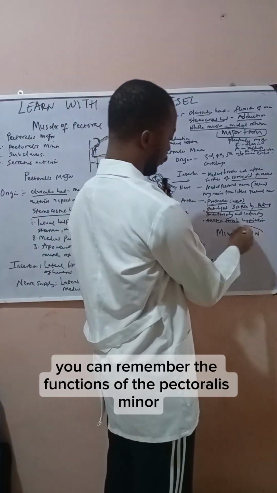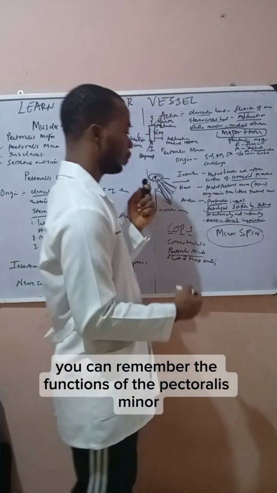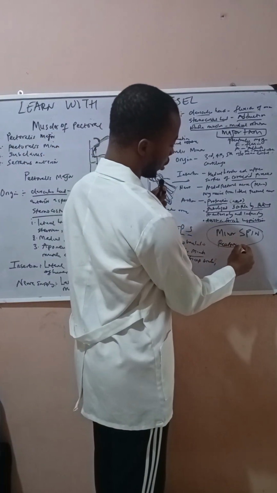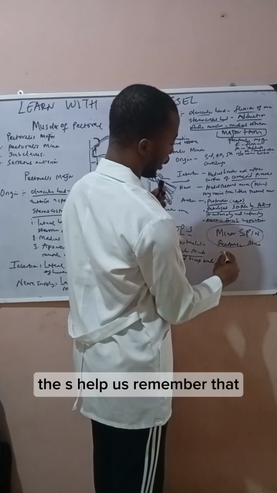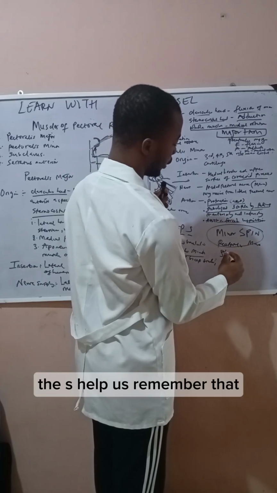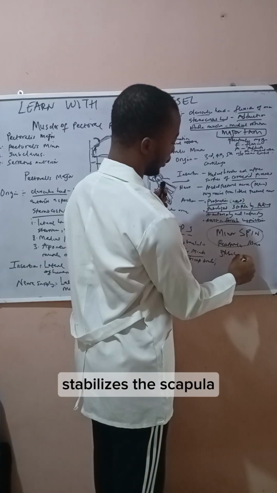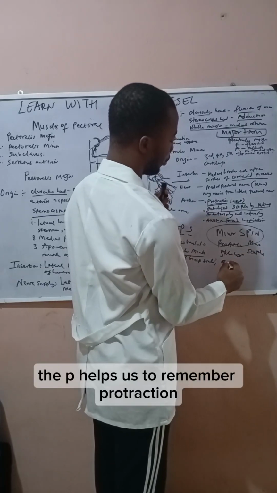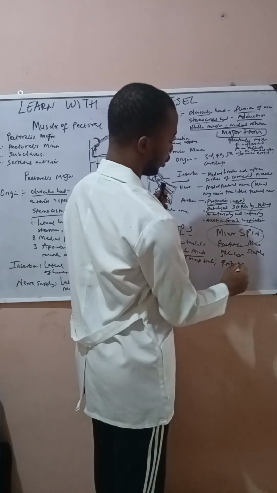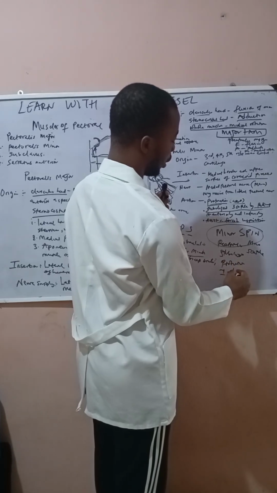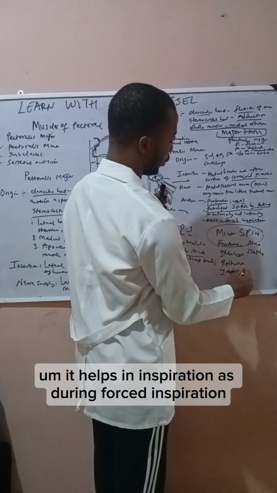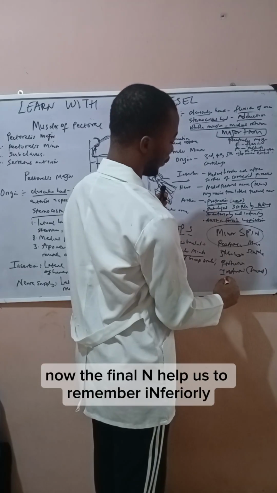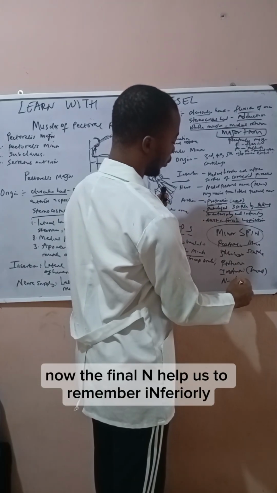And with this mnemonic, you can remember the functions of the pectoralis minor: "Minor SPIN". The minor helps us remember pectoralis minor. The S helps us remember that it stabilizes the scapula. The P helps us remember it helps in protraction. The I helps us remember it helps in inspiration, as during forced inspiration, it assists in forced inspiration. Now the final N helps us remember inferiorly.